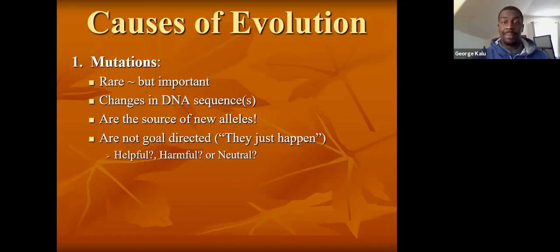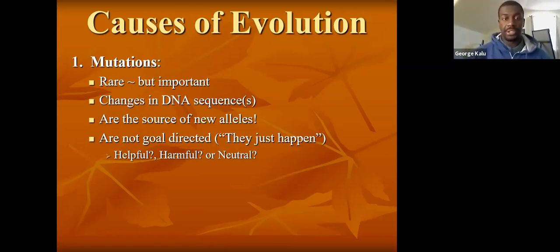Now, the thing about mutations is that they are not goal-directed. Mutations do not happen in order to accomplish some goal. Mutations just happen, and they happen randomly. And so these mutations can either be helpful in terms of improving fitness, they can be harmful in terms of reducing fitness, or they could be neutral where they don't have any effect on fitness whatsoever.